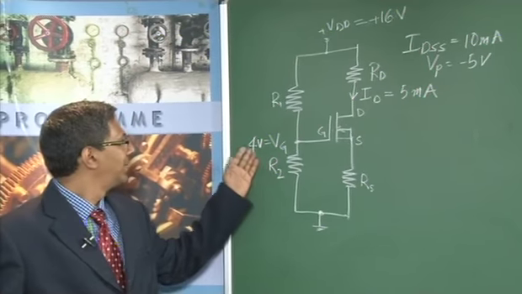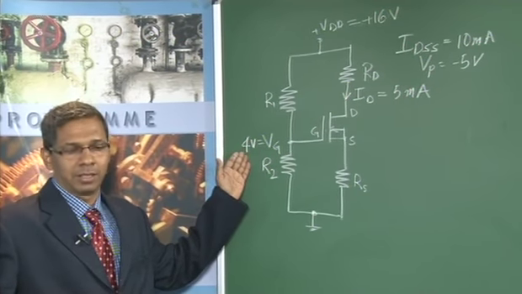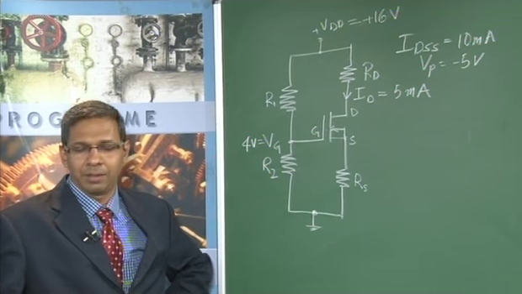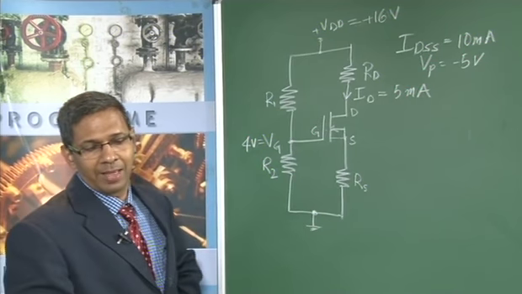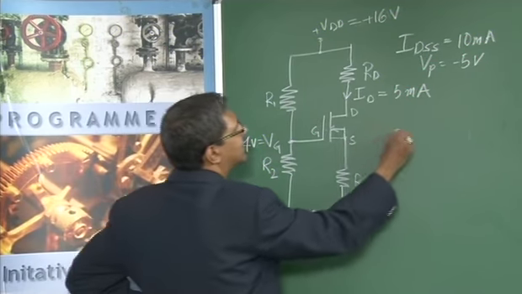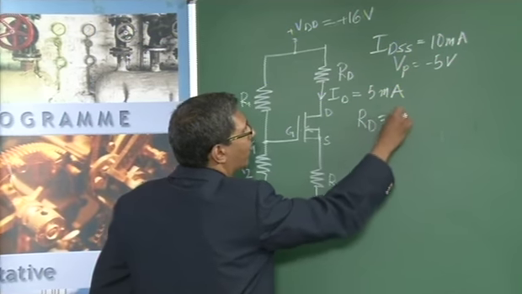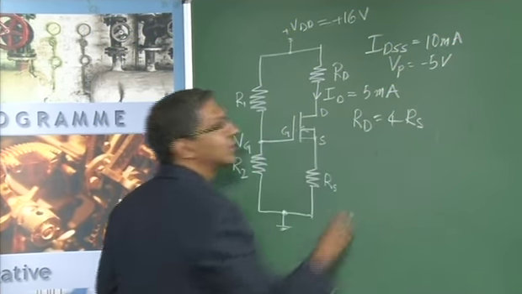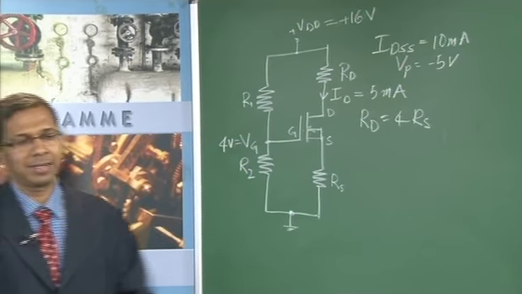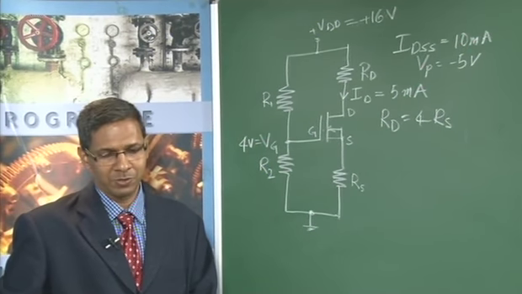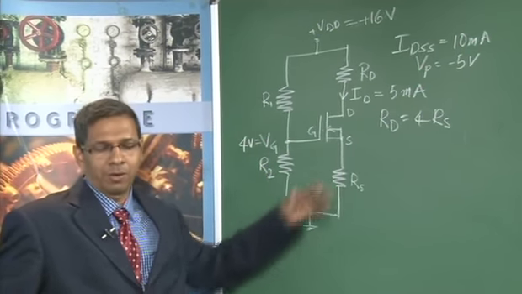Okay, so this is given. Next, they have given that the drain resistance can be assumed to be 4 times the value of source resistance. That is, RD is given as 4 times the value of source resistance. So this is the design goal which we have to do.